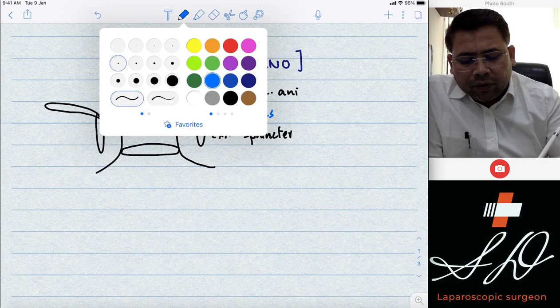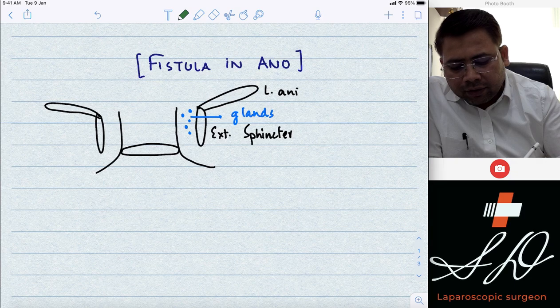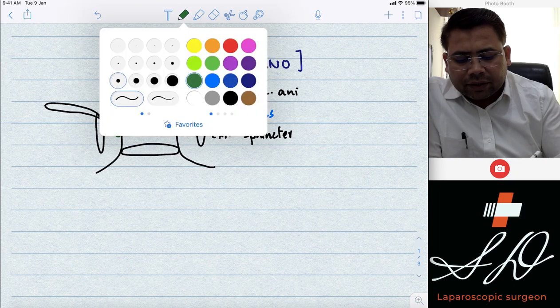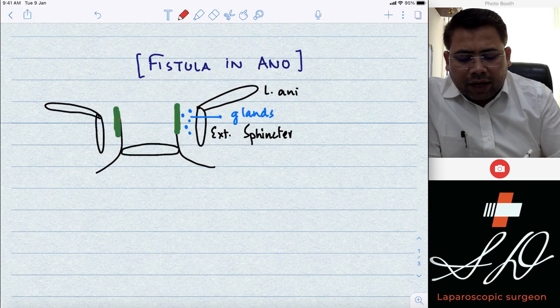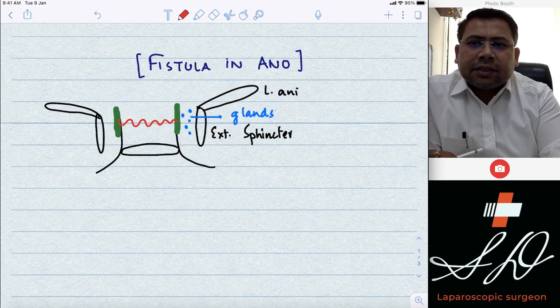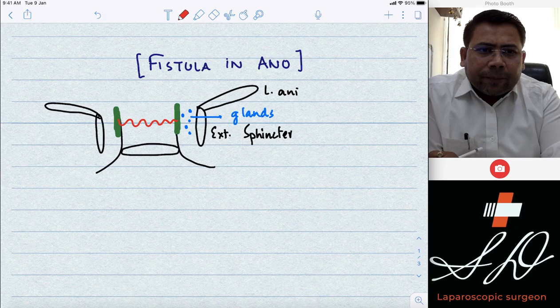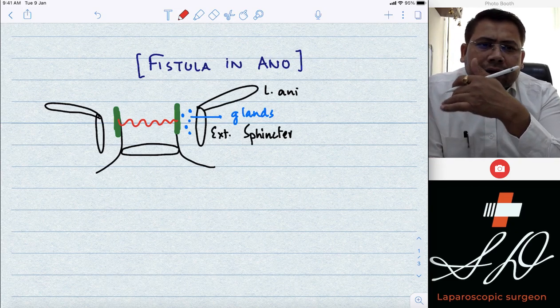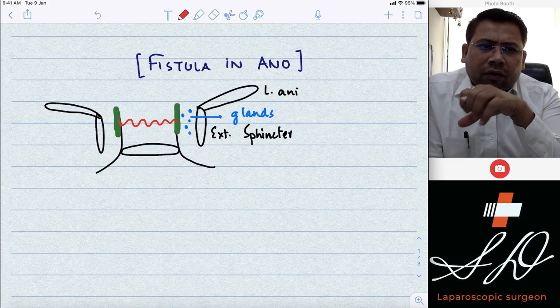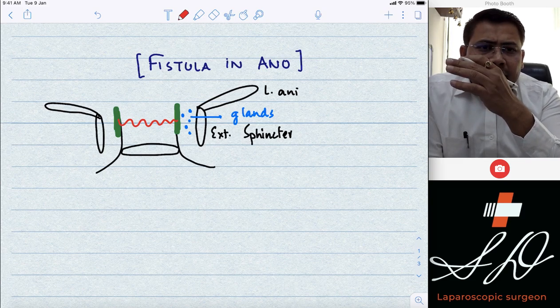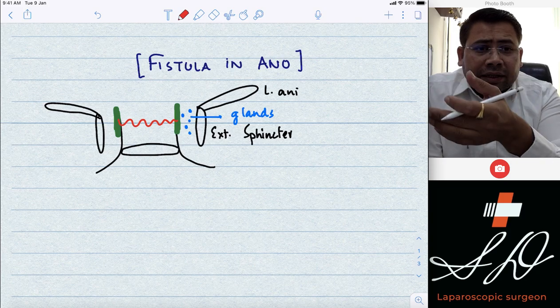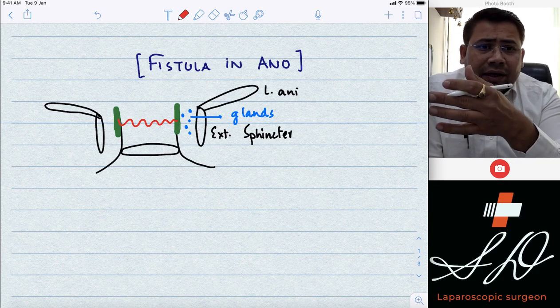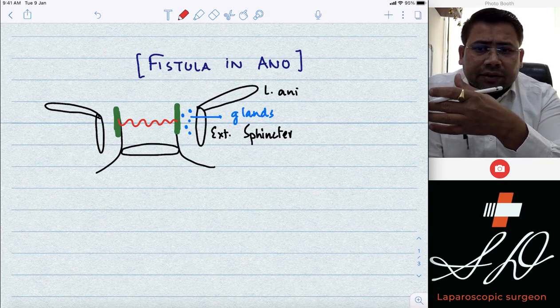We also have something known as the internal sphincter, and this is where the internal sphincter is. Then we have a line known as the dentate line. The importance of the dentate line is that the anatomical anal canal starts from the dentate line. Above that is the anatomical rectum, but not as far as the surgical rectum and surgical anal canal are concerned.